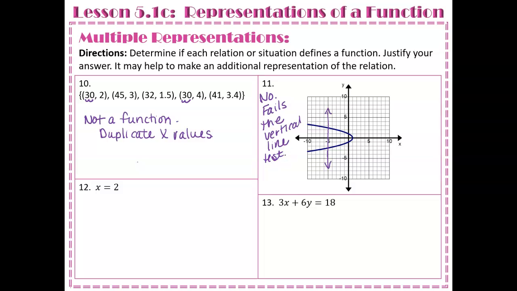So 12, if I were to graph x equals 2, it's an x with no y, it would be a vertical line like that. So you can't pass the vertical line test because if you drew a vertical line on that, it would intersect at infinitely many points. So no, fails the vertical line test.